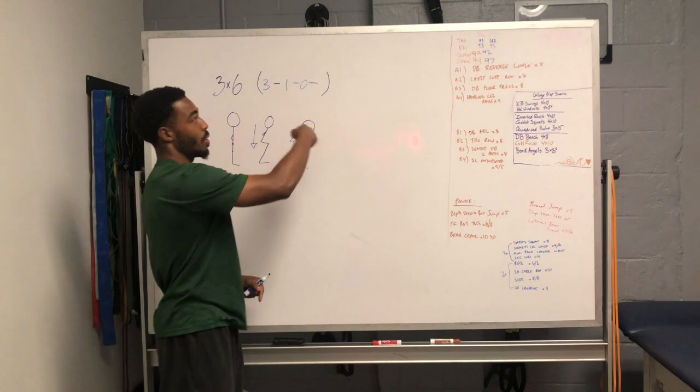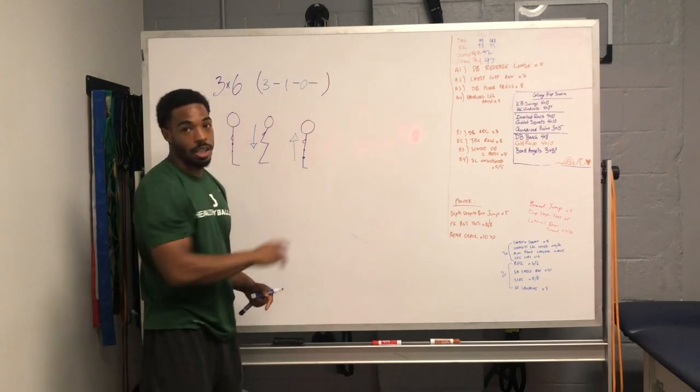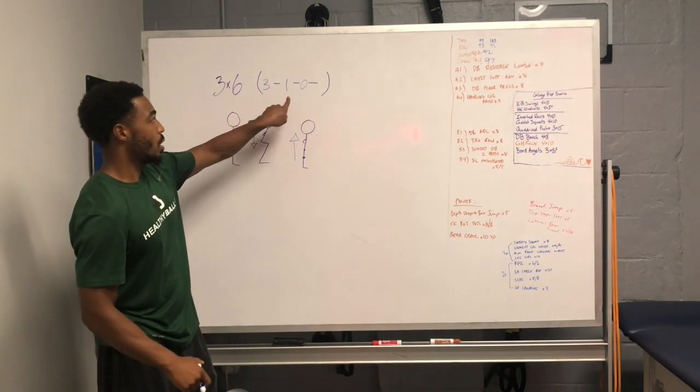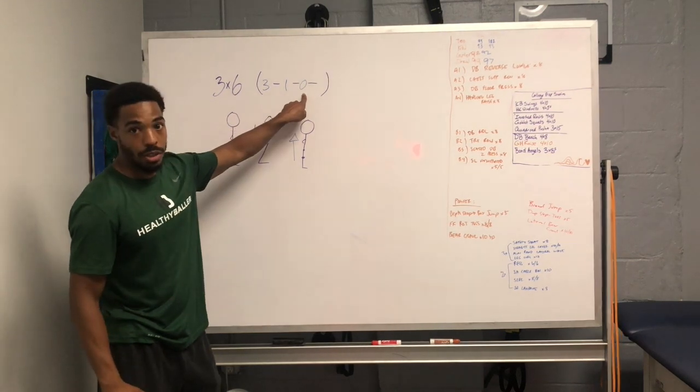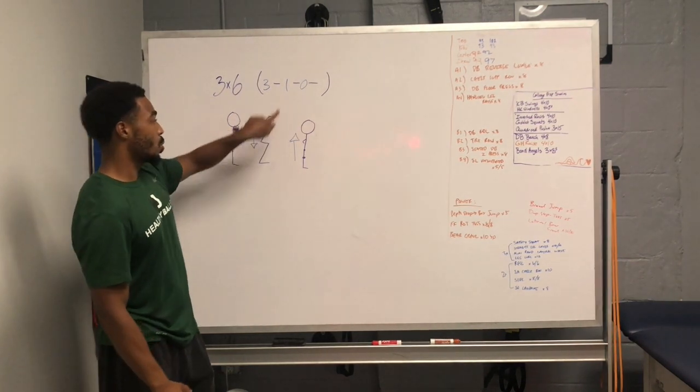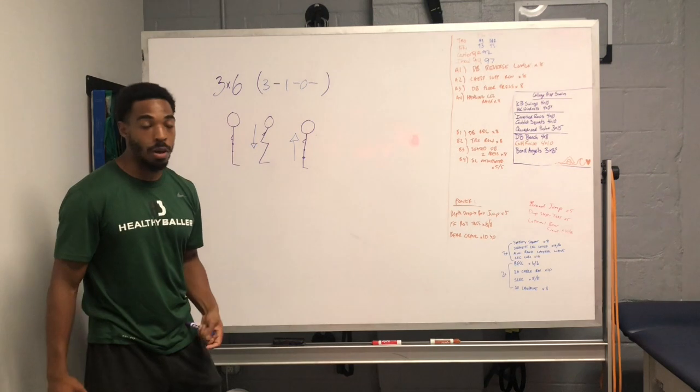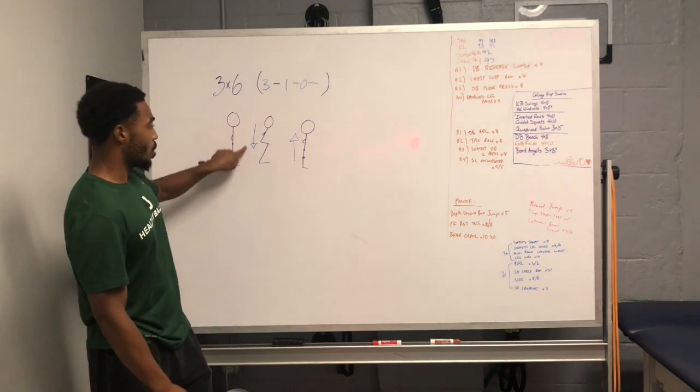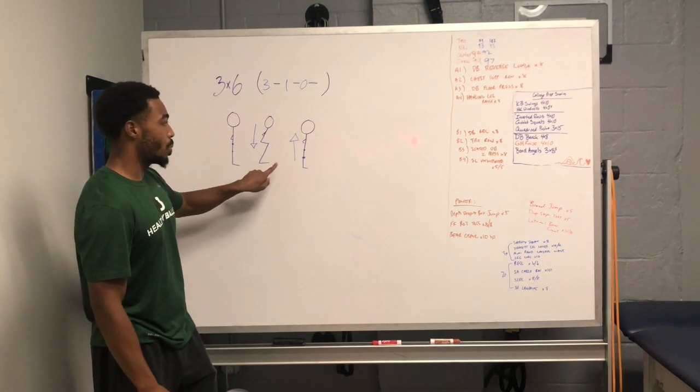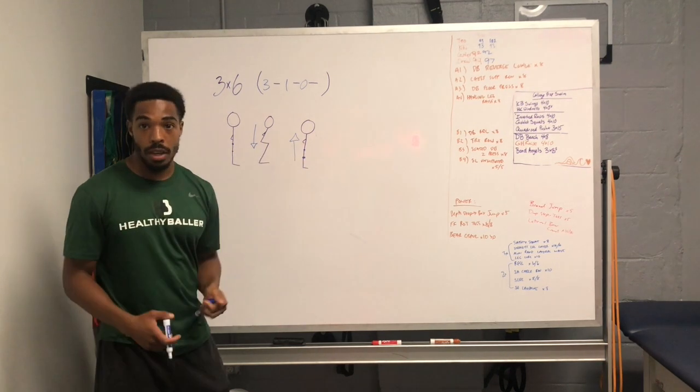But if that is irrelevant, then you don't need to worry about that last space. So it goes eccentric, isometric, concentric. All right, and this will pertain for something like a goblet squat per se. So eccentric on the way down, isometric on the bottom, concentric on the way up.